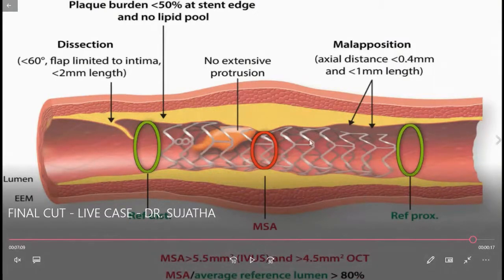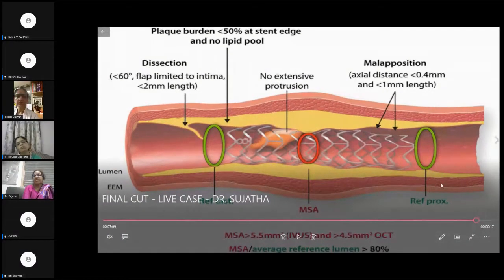And if we are using long stents, we can cut the stent into half, with the distal half depending upon the distal reference area, and the proximal stent depending upon the proximal reference area. I think this was used in the OPINION trial.